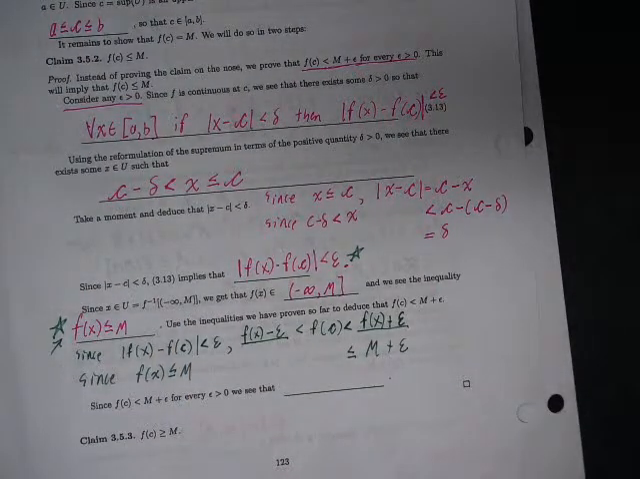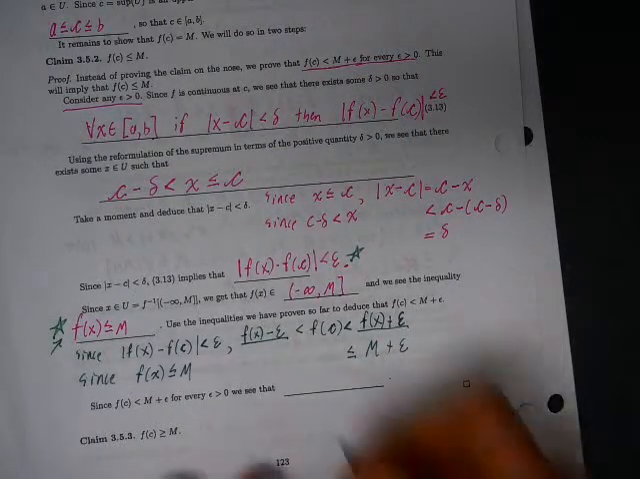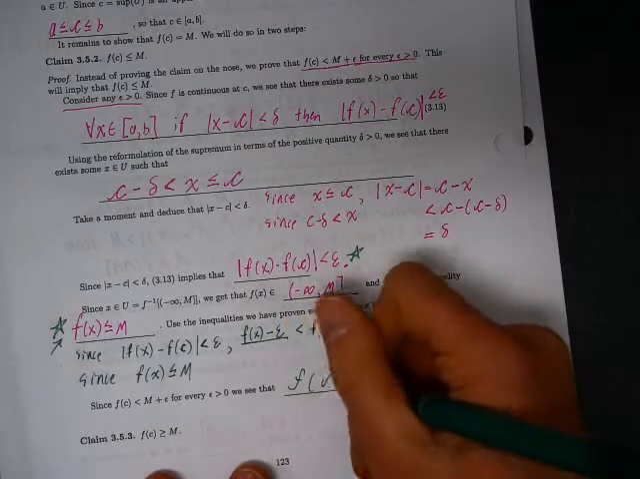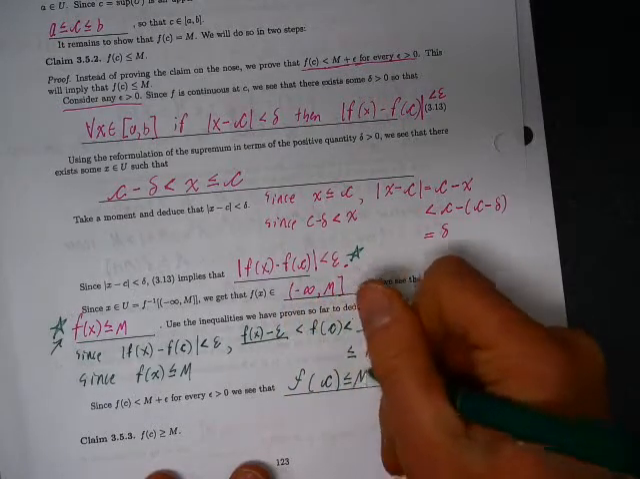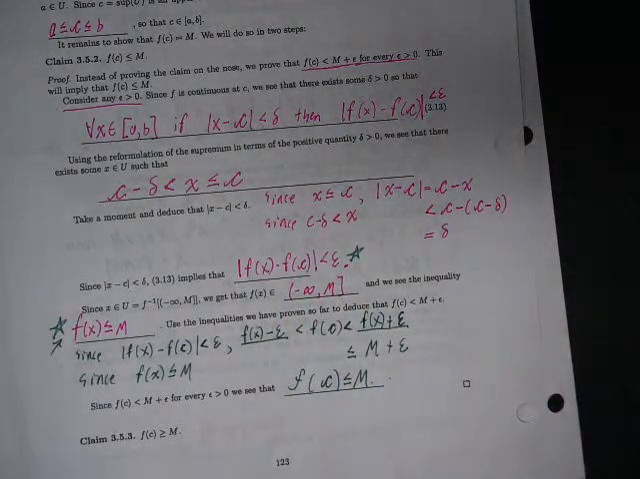Have we just proven that f of c is less than or equal to m plus epsilon for absolutely every epsilon bigger than 0? Well, since f of c is less than m plus epsilon for absolutely every epsilon bigger than 0, we may conclude that f of c is less than or equal to m. How do you feel about that? Does the strictness not matter?